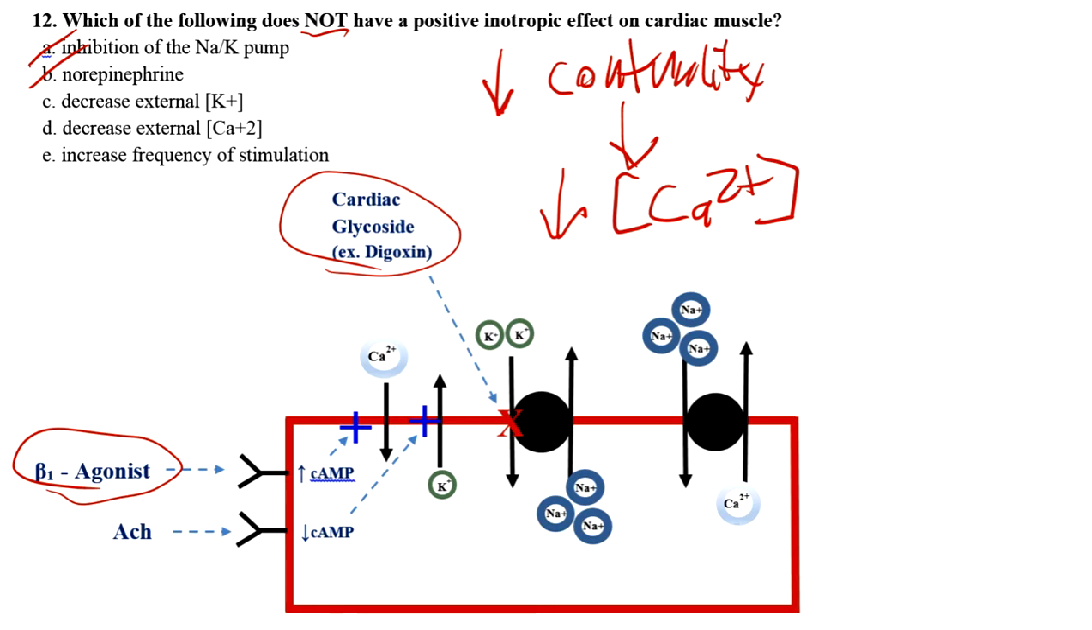Okay, decreasing external potassium concentration. Okay, so what that's going to do, it's going to be kind of like the cardiac glycoside. If we decrease the amount of potassium out here, this is going to exchange less, and so the sodium in the cell is going to be retained a little bit more, which means that this sodium is going to have a harder time going in, which means that this calcium is going to stay inside and it's going to build up, and there's going to be a higher calcium concentration.